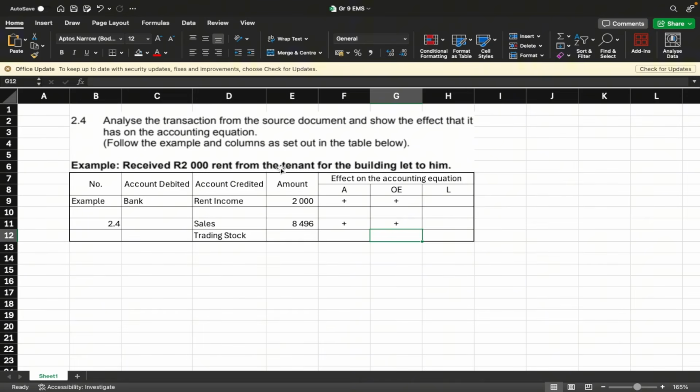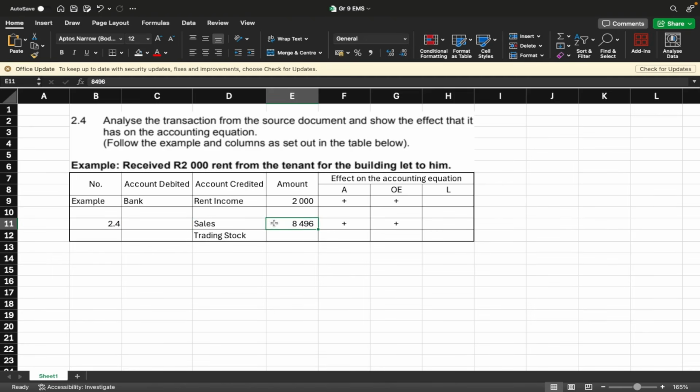Now let's do the example that they want us to do. You can see they've already told us what we have to do here. You've got sales, and they've given us the sales amount here, and now we have to do trading stock. And you can see the effect here for the sales. Remember, they've just given us the credit, they didn't give us the debit, so we have to figure out what the debit is in this case.